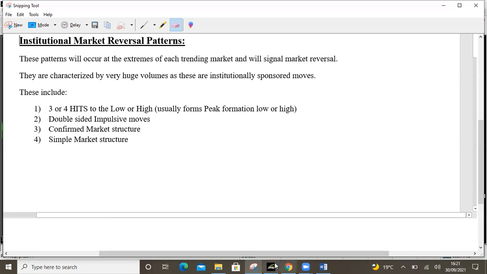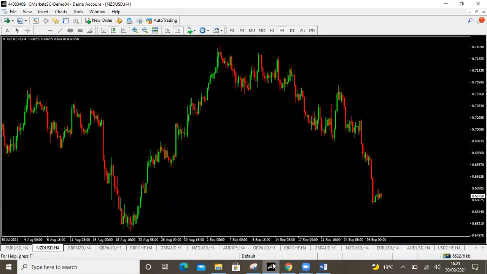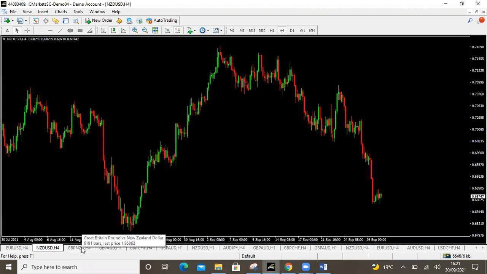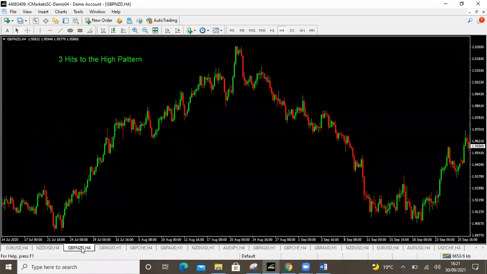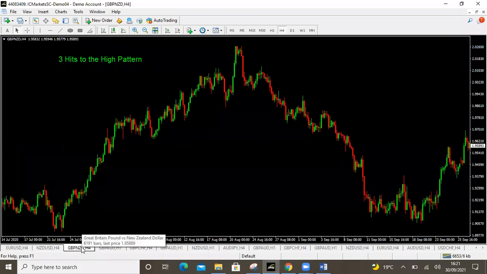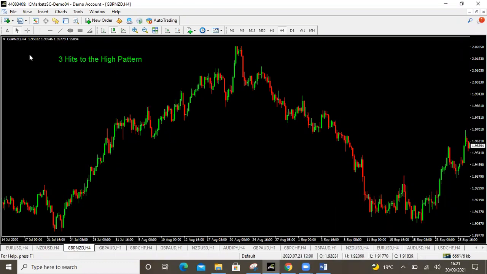Now let's go to the charts and see the different reversal patterns and how to find them on your chart. Now we have the first one, which is the three hits to the high. So this is GBP/NZD for our chart. We see this high. So what will you be looking for here? Let me mark it for you.